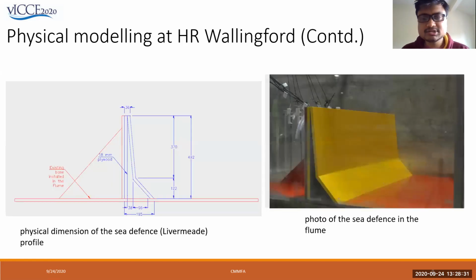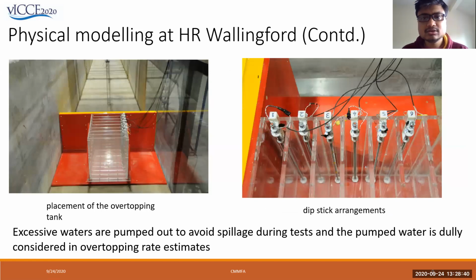This is the plan of the structure we use in the physical model tests, as in the prototype scale, to model the coastal defense. And we have tanks with many partitions after the coastal defense. There are many dipsticks inside those partitions through which we monitor the increase in the water level during the overtopping events. And from this data, we are able to calculate the overtopping rates cycle-wise.